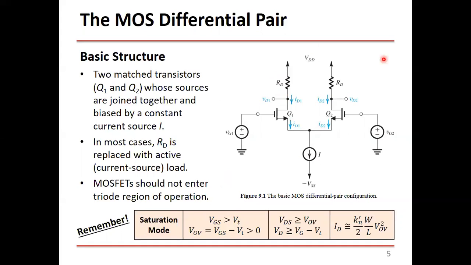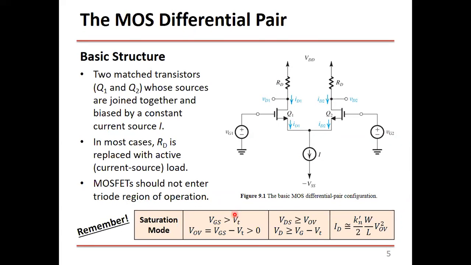So we have to bias these two transistors in the saturation region. That means that they are in the active region. They work as amplifiers, not in cutoff, not in the triode region. We have to avoid the triode region, which is the linear region, linear resistance, I mean. But we bias them in the saturation region.